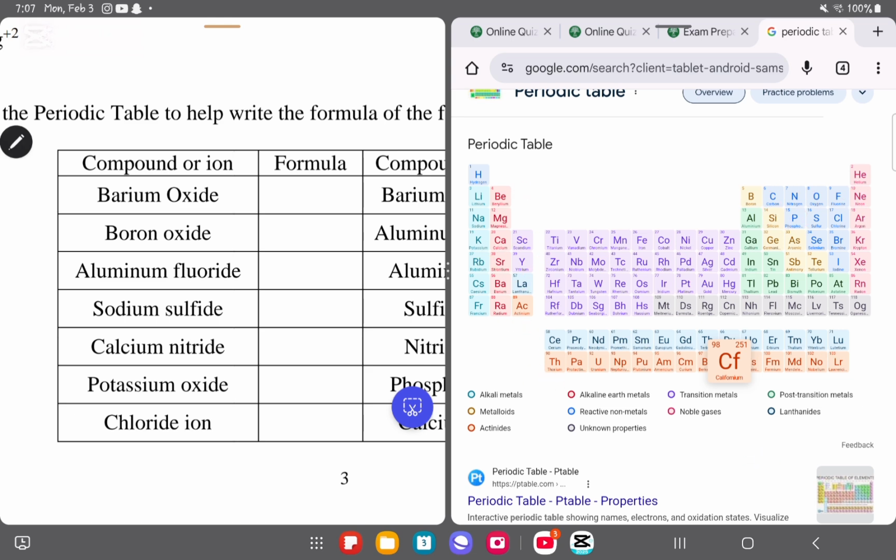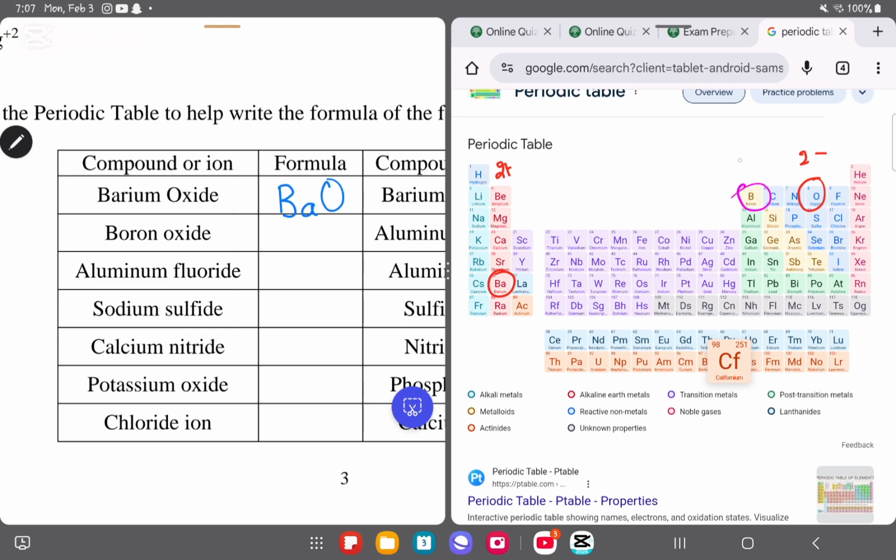So barium is over here. It is in this group, this column, and this column always has a 2+ charge. Oxide is oxygen. It's in this column, so it always has a 2- charge. So when we are looking for barium oxide, then we are talking about BaO.